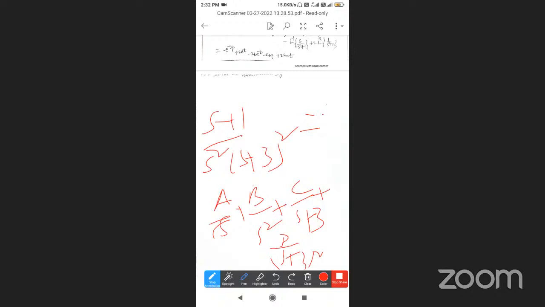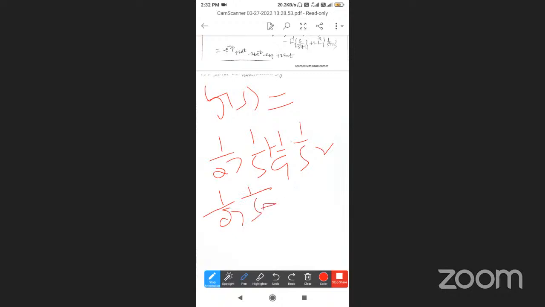So ȳ(s) is equal to (1/27)(1/s) + (1/9)(1/s²) − (1/27)(1/(s + 3)) − (2/9)(1/(s + 3)²).